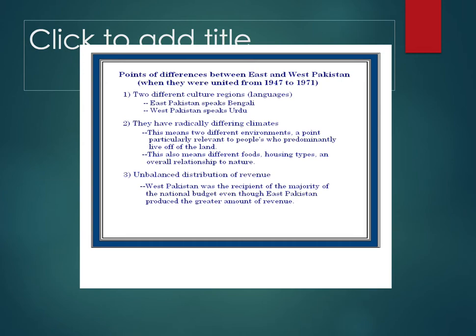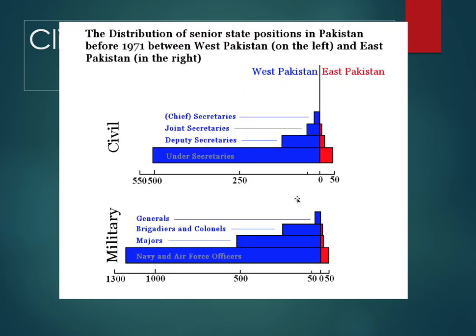There's an unbalanced distribution of revenue. In other words, yes, they're one country, but what was soon realized is that West Pakistan got the majority of the national budget spent on it, even though East Pakistan produced the greatest amount of revenue. You can sort of see that here when you look at this graph that shows you the distribution of senior state positions in Pakistan when they were united. All right, and you can look how dominant West Pakistan is in terms of the civil authorities, the secretaries, joint secretaries, deputy secretaries, all these type of things. Overwhelmingly went to West Pakistanis in blue. East Pakistanis look a little anemic there, does it not? They're just not getting the same amount of representation.